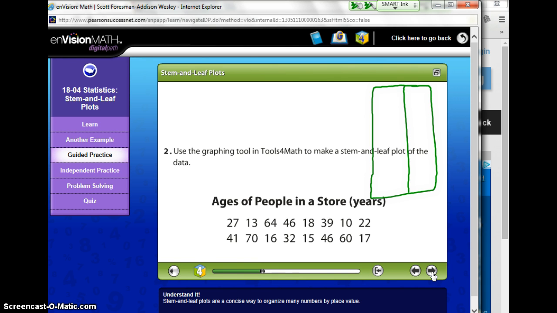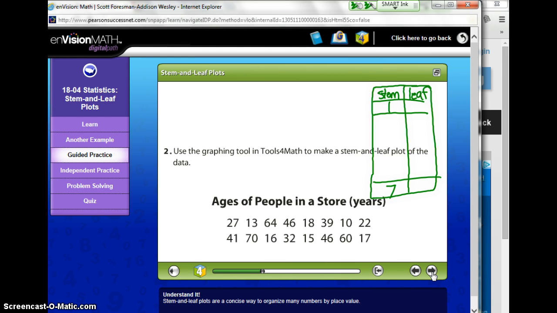Okay, so we have the stem here, and we have the leaf here. So what is the smallest number represented in this data? Aiden? 10. Okay, so I know that I'm going to have a 1 leaf. What is the largest number represented in this data? Will? 70. So I know that I'm going to have a 7 in the stem.